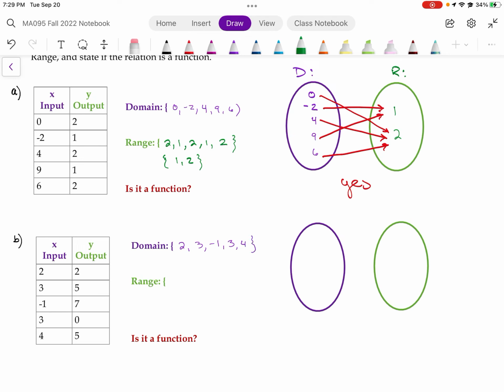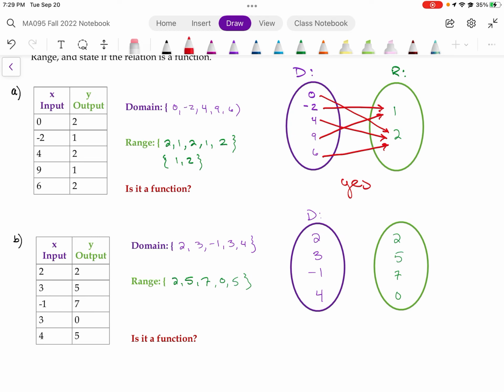All right, so there's the domain. The range is 2, 5, 7, 0, and you can say 5 again, but you don't really need to. The domain we'll write right over here in the purple. So we've got 2, 3, -1. Well, we don't need to write 3 again, we already have it there. And 4, oh, that's going to be the big clue there. There's 2 3s listed in the domain. So let's see if they go to 2 different things. And then the range is 2, 5, 7, 0, and 5, which we already have.